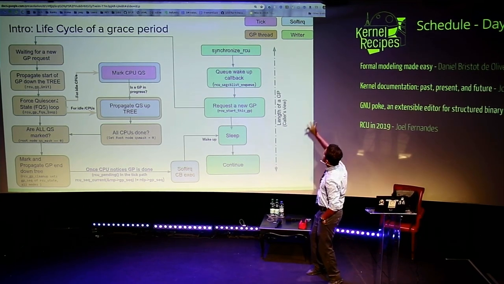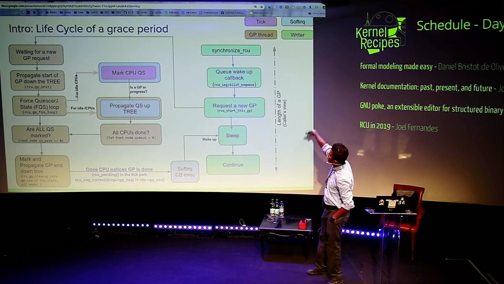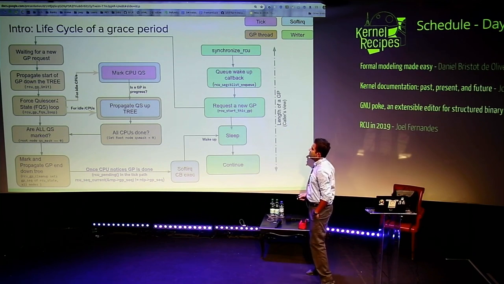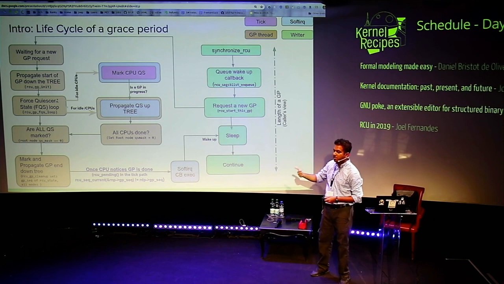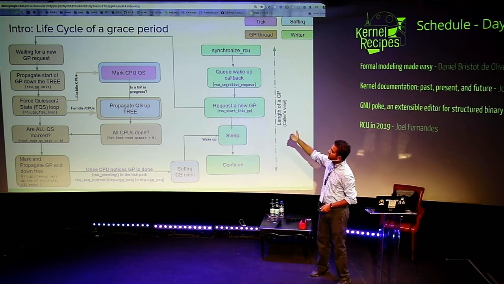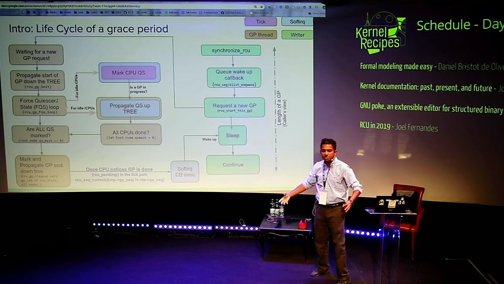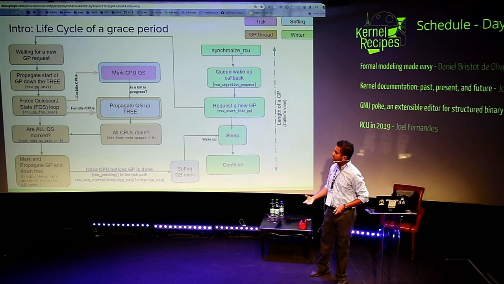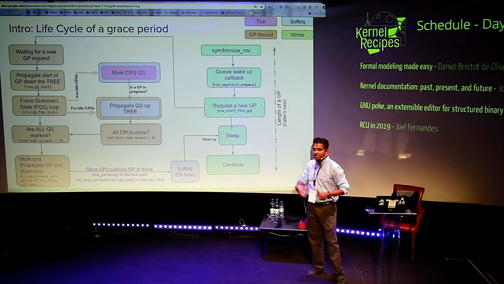Here we have different components. I've color-coded them. The writer requests a new grace period, and that causes the grace period thread, that global thread, to wake up, and it propagates information down the tree that the grace period has started. At this point, all the CPUs have to now report quiescent states.